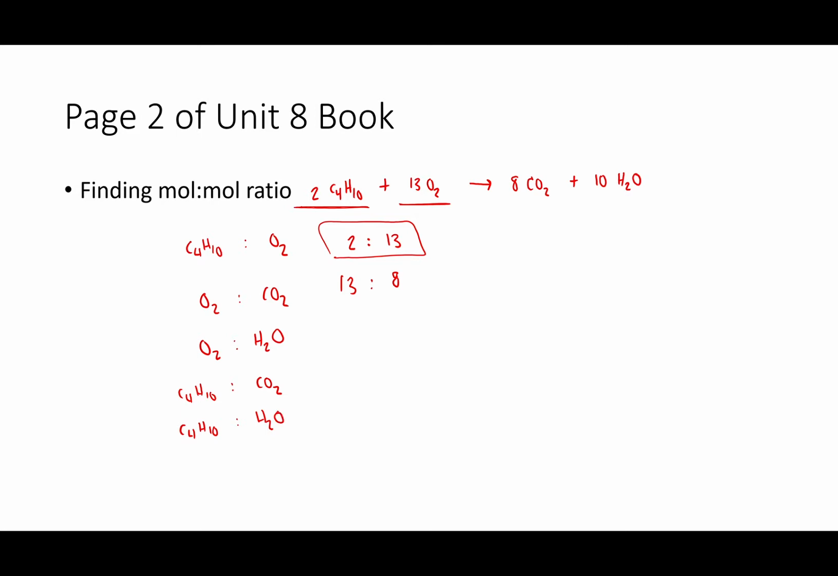Okay, so the molar ratio for oxygen gas to water is going to be 13 to 10. The molar ratio for butane to carbon dioxide is going to be 2 to 8. And the molar ratio for butane to water is going to be 2 to 10. So hopefully you recognize that both of these molar ratios could be reduced, 1 to 4 or 1 to 5. But the good news is if you didn't recognize that, you aren't going to get your problems wrong in the long run because of it. You can leave your molar ratios unsimplified or go ahead and simplify them.